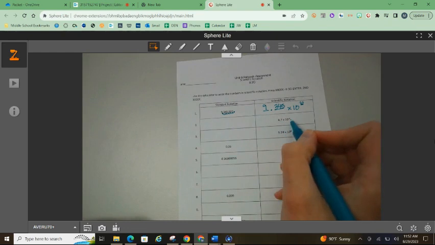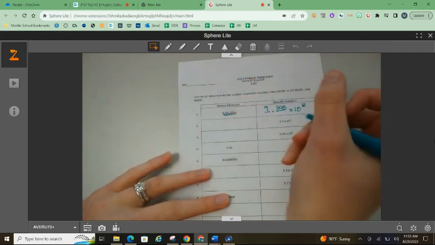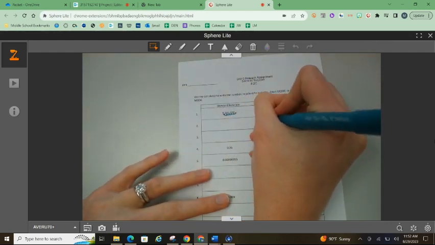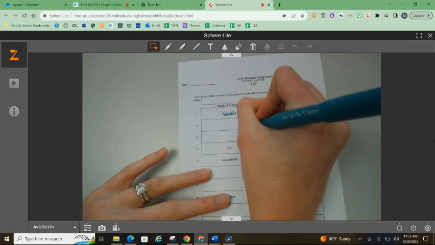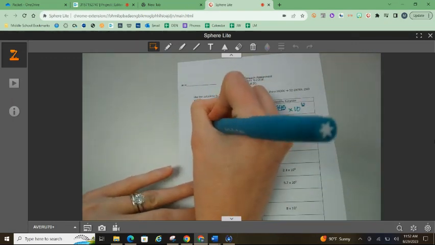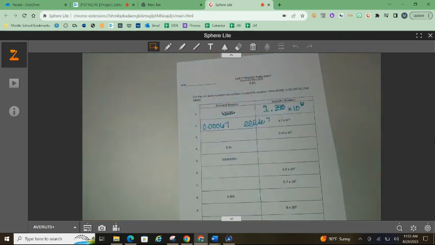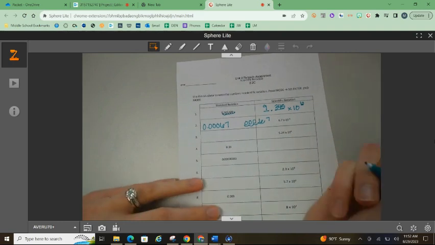Here I have 6.7 times 10 to the negative 4. Now, negative numbers are to the left on the number line, so I'm going to move my decimal point to the left. So I go 1, 2, 3, 4, and fill in with zeros. So my answer is 0.00067 in standard form.